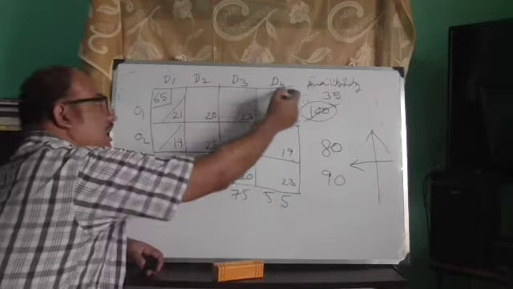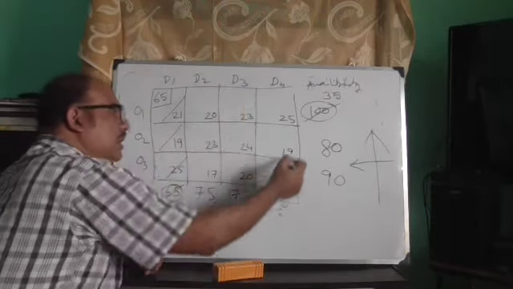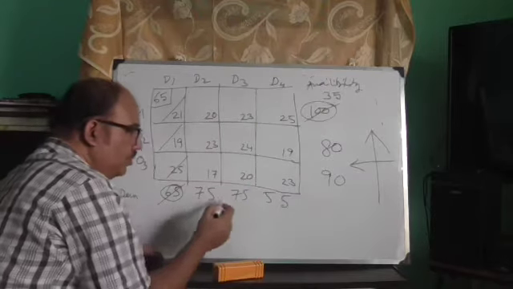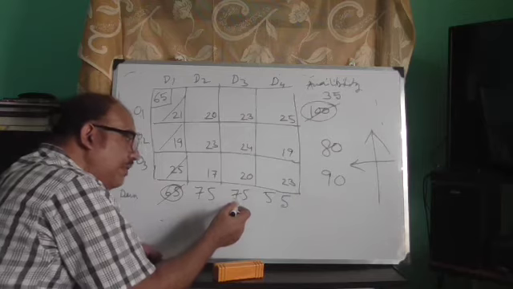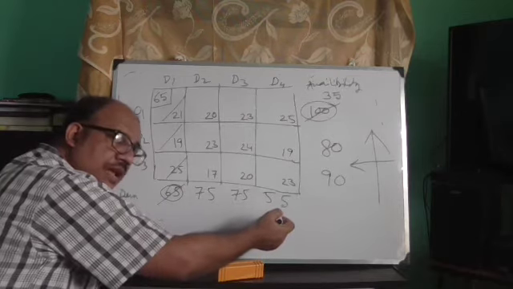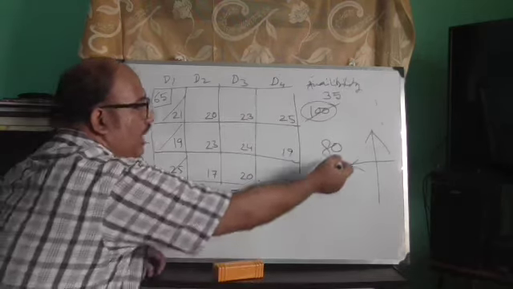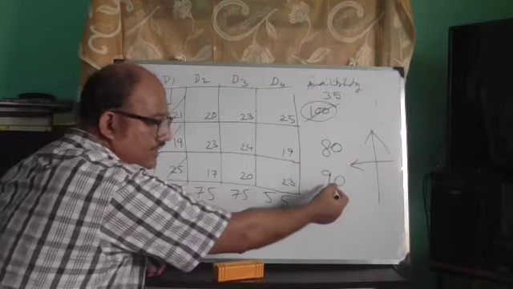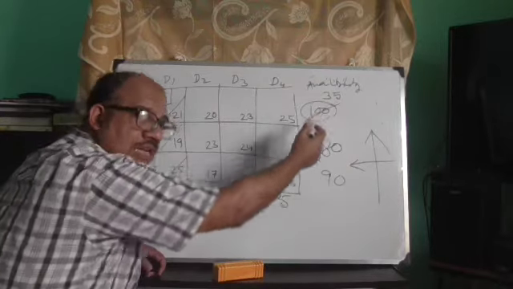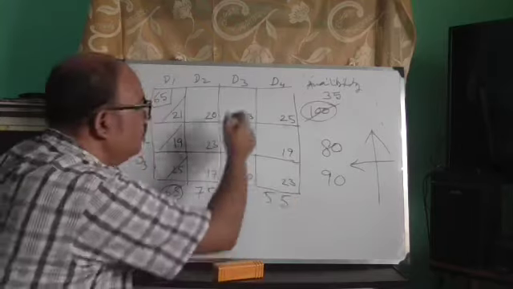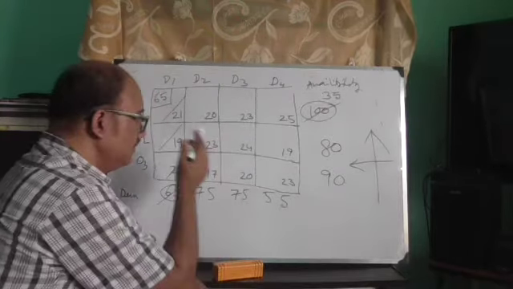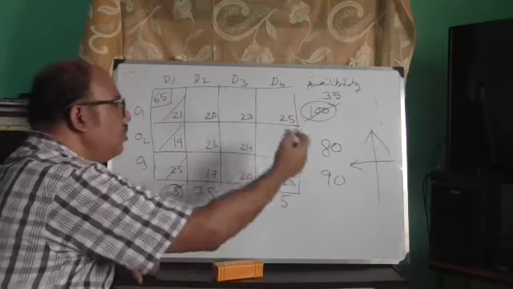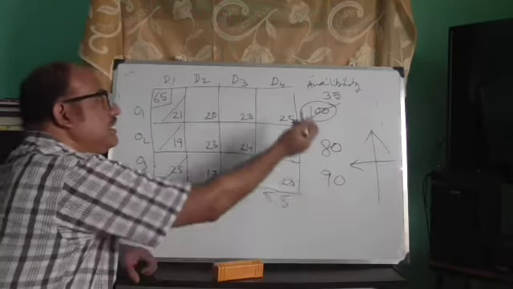Now check, we have this particular matrix. If we add this, 75 plus 75 is 150, 150 plus 55 is 205, and if you add this, 80 plus 90 is 170, 170 plus 35 is also 205. So if the original problem is balanced, then it will always remain balanced. We will continue and repeat the same step.